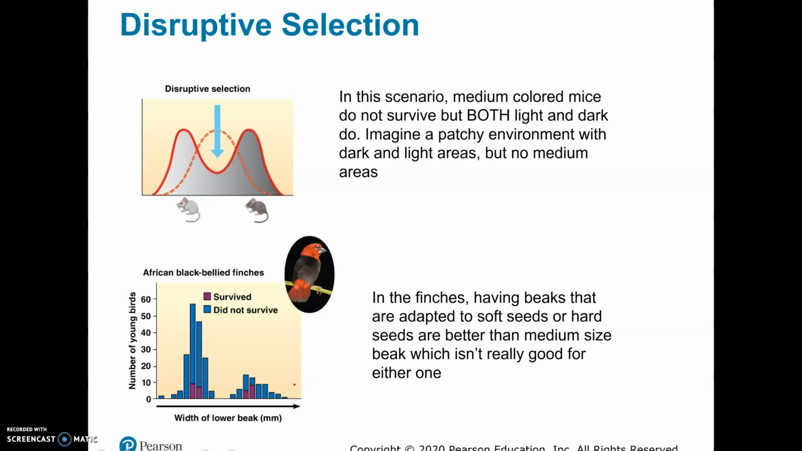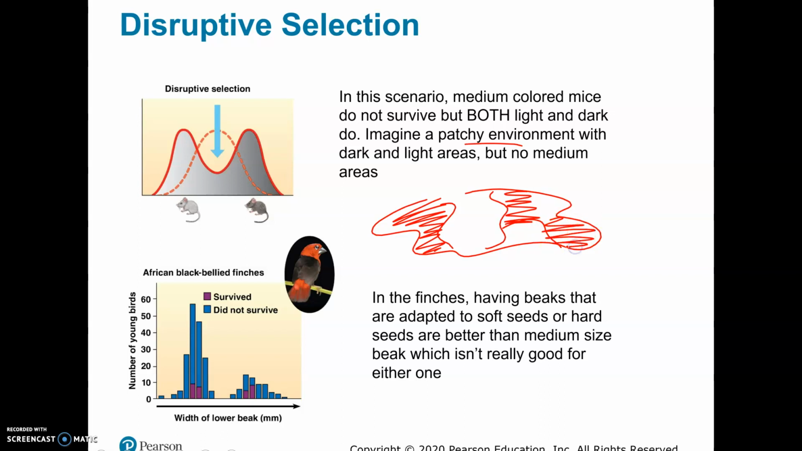And then this last one, sometimes this one's hard to wrap your head around. Imagine a scenario where you have a patchy environment. In some areas there's really dark ground, and then there's light sand, and then there's dark ground again, and then another area of light sand. Every area in this environment is either dark or light. There's no medium. What's going to happen here is it's going to be bad to be a medium gray colored mouse. If you're a light mouse, you'll be okay in the light areas. If you're a dark mouse, you'll be okay in the dark areas. But if you're medium colored, there's nowhere for you to go.